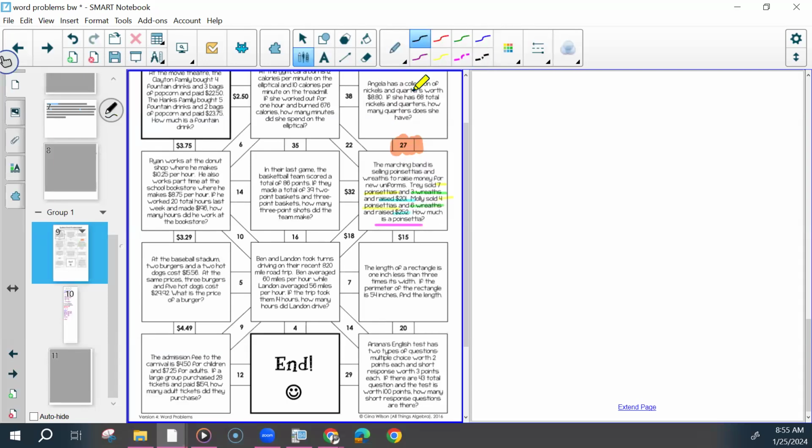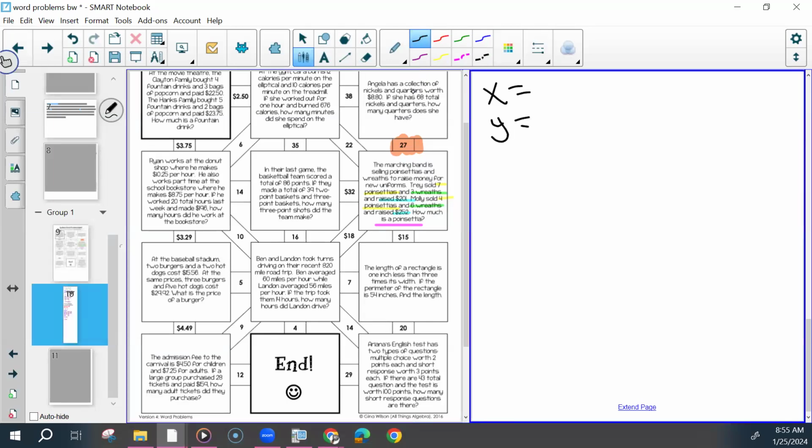Then we need 2 variables. What do we want to call them? X and Y. You want to call them something else that's here? What would X and Y represent? Cost of the poinsettia and the cost of the wreath.